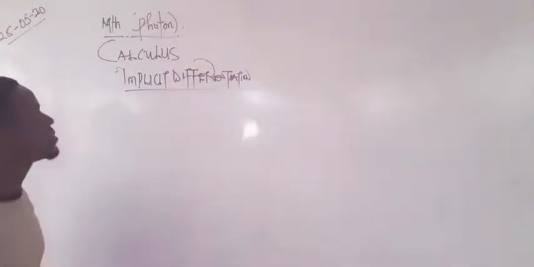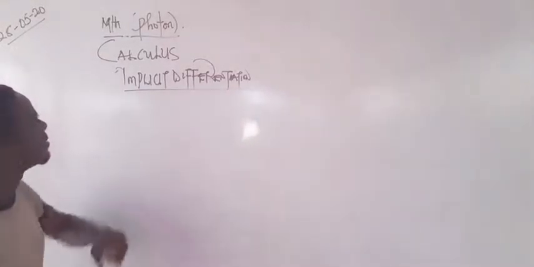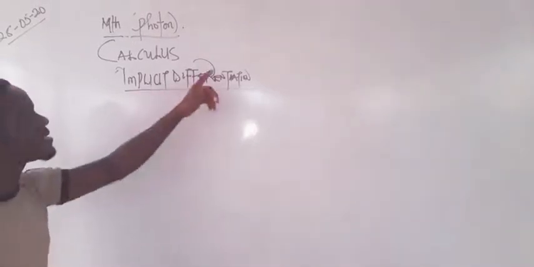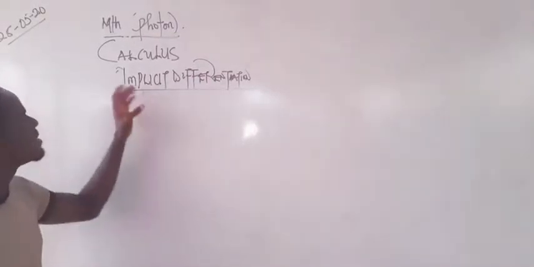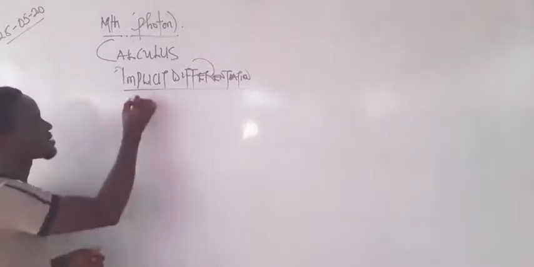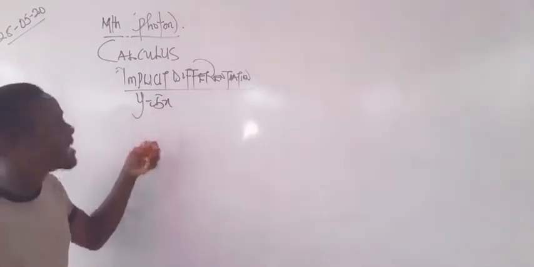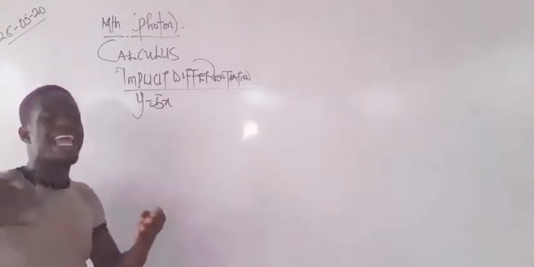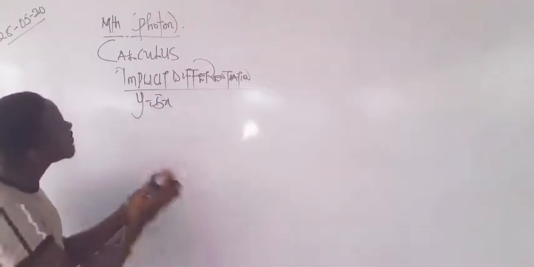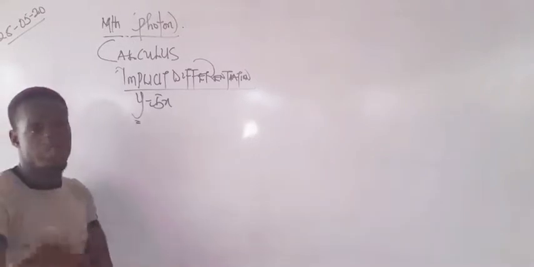Okay, so let's look at the next on our bullets, implicit differentiation. In fact, this one takes a different strategy entirely. Remember I told you in our previous classes that when you have y equals 5x, this is an example of what? Explicit differentiation. Explicit means external, implicit means internal. It is explicit because y becomes the subject of the formula.